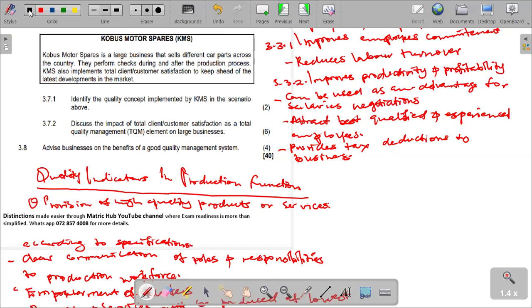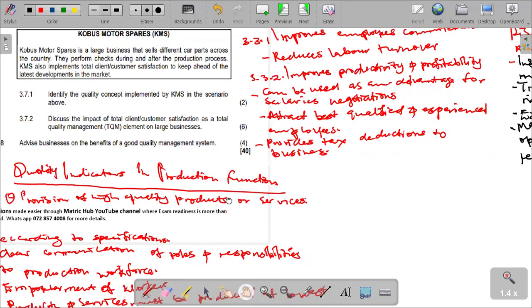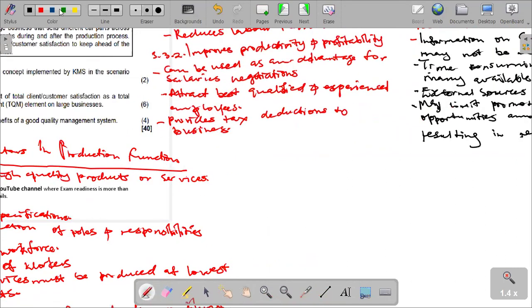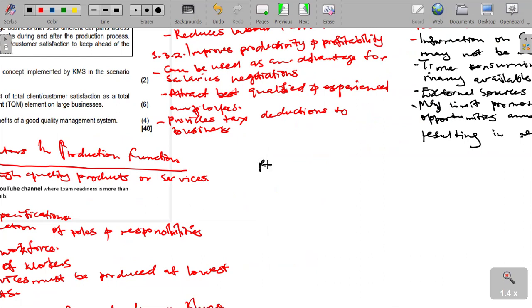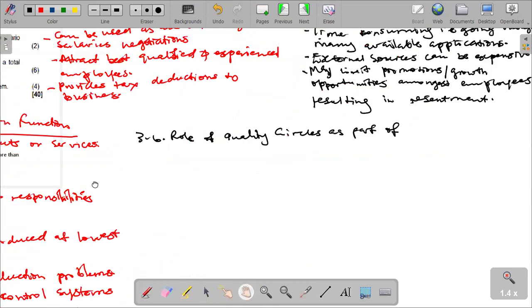The role of quality cycles. Question 3.6 wants us to talk about the role of quality cycles as part of continuous improvement, as part of continuous improvement to processes and systems.